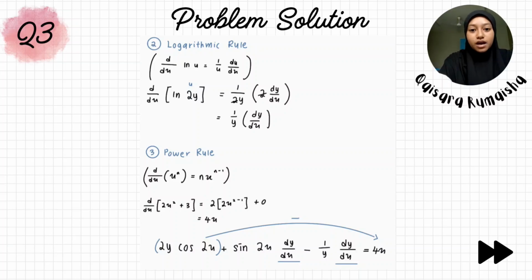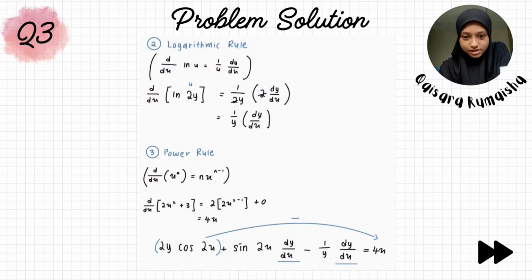Now that we have successfully evaluated the individual derivatives using the logarithmic rule, the power rule, and the product rule, we can substitute them back into our primary implicit equation. This gives us the combined expression located right here at the bottom: 2y cosine 2x plus sine 2x dy over dx minus 1 over y dy over dx equals 4x.